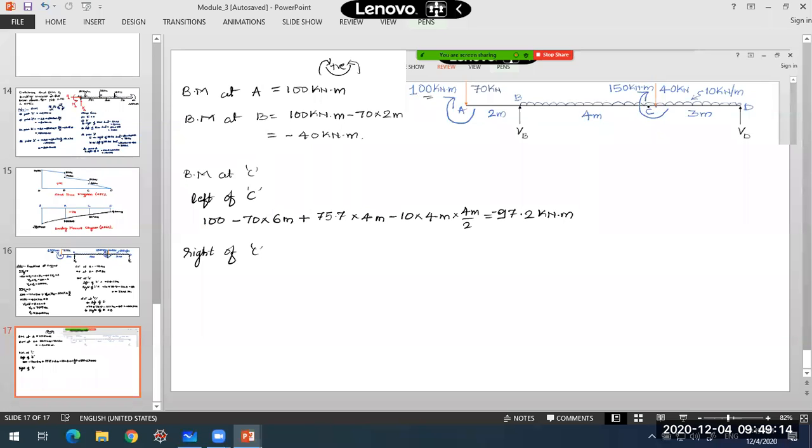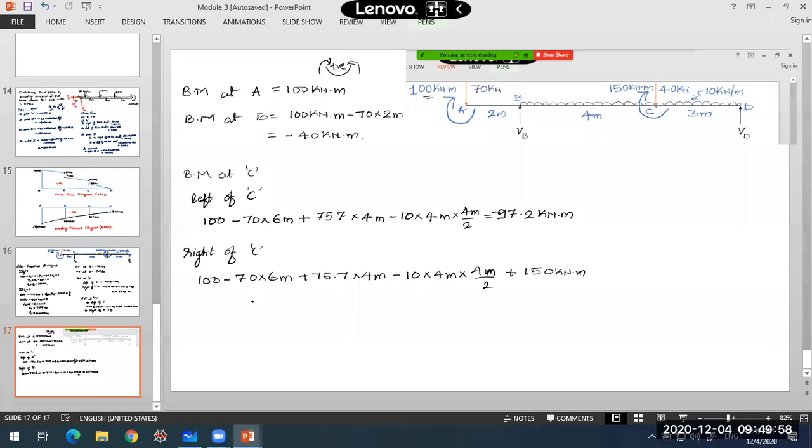Now, when I cross this couple and take it into consideration, when I'm to the right of C, what will happen? Here, I have not yet considered this 150 kilonewton meter couple. When I consider it, there will be a sudden change. The bending moment up to point C remains the same: plus 75.7 due to all other loads to the left of the section, minus 10 into 4 meter into 4 meter by 2, plus this 150 kilonewton meter.